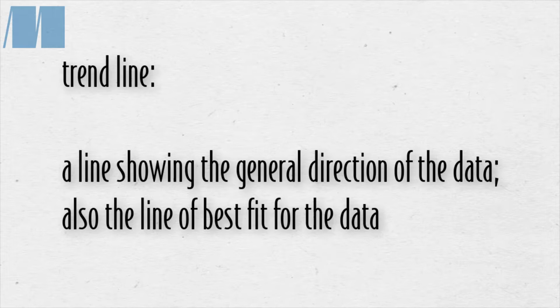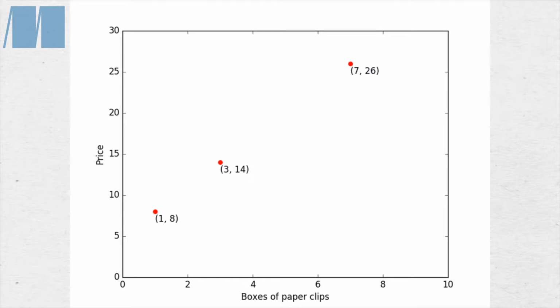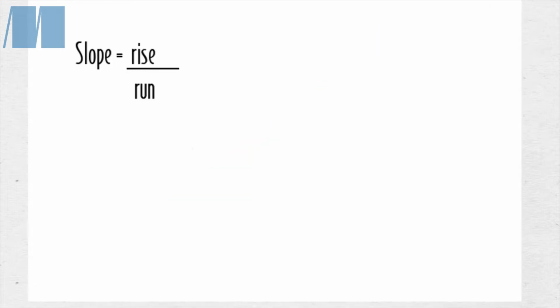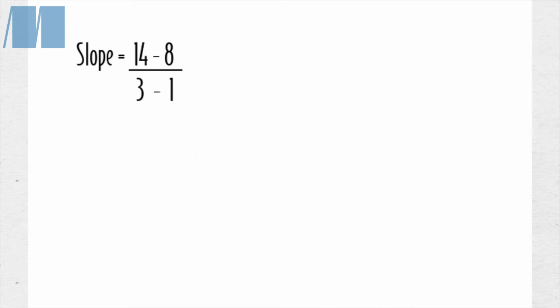Let's say we're going to order some paper clips with flat rate shipping. We can plot what the order will cost us on a graph. These points are all on a line, so we can easily draw that line. This makes it really easy to find the formula of the line because we can just take 2 points and find the slope, as in slope equals the rise over the run, which is 14 minus 8 over 3 minus 1, or 6 over 2, or 3. So we have a slope of 3.